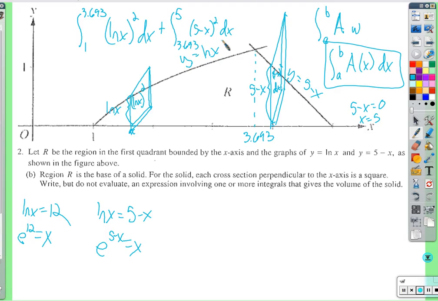Be careful, pay attention to the directions, because what do we do next? Nothing. You just leave it, it says do not evaluate. Just write it, do not evaluate it, so this will be just fine. Okay, so take the next about 14 minutes and 13 seconds to work on the next two that are square cross sections, not rotated solids.